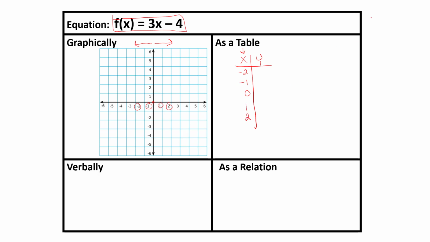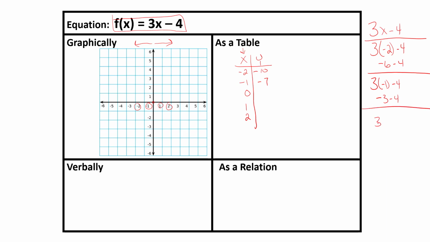So at this point, all we really need to do is plug those X values into this equation. So 3x minus 4. We're going to substitute in each X value. 3 times -2 minus 4. Well, 3 times -2, that's -6, minus 4 is -10. We go on to the next ordered pair. 3 times -1 minus 4. 3 times -1, that's -3, minus 4, that's -7.